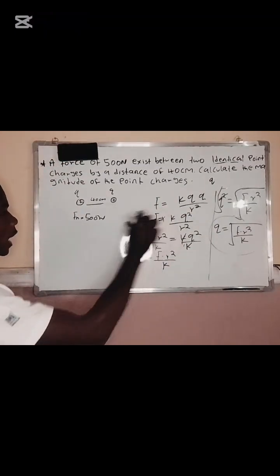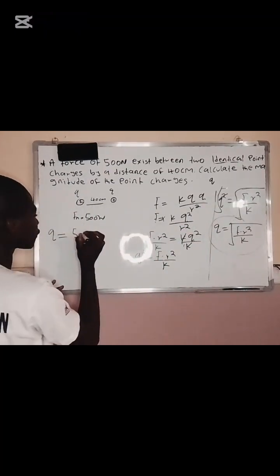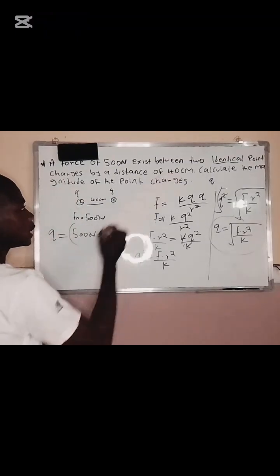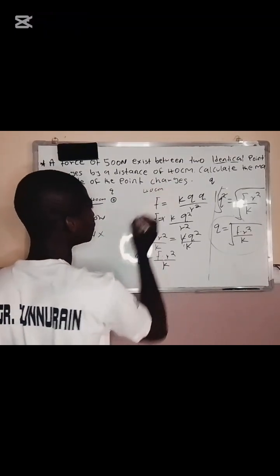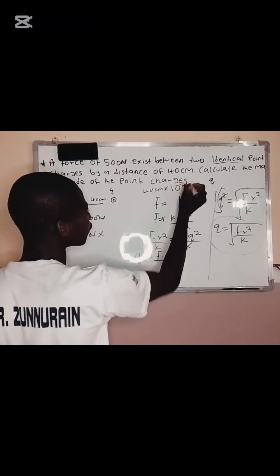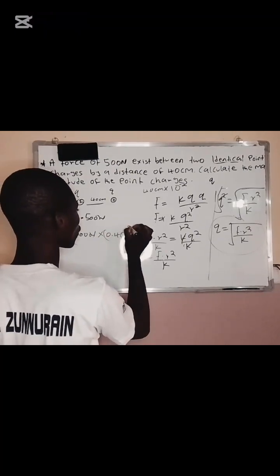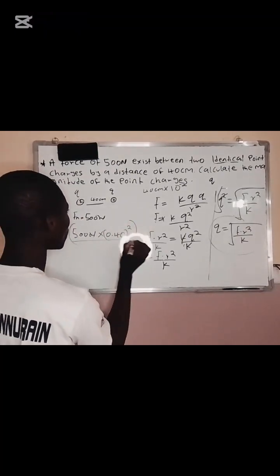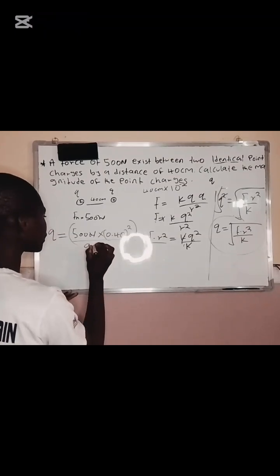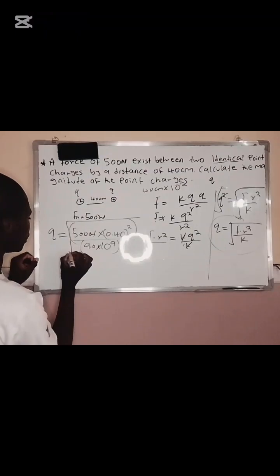these charges. So let's substitute. The value of Q is equal to the value of F, which is 500 Newtons, multiplied by the value of R squared. It is in 40 centimeters, so to convert it to meters, I will multiply by 10 exponential of -2. It will become 0.40 squared, and divide by the value of K. What is the value of K? The value of K is 9.0 times 10 exponential of 9, all in square root.